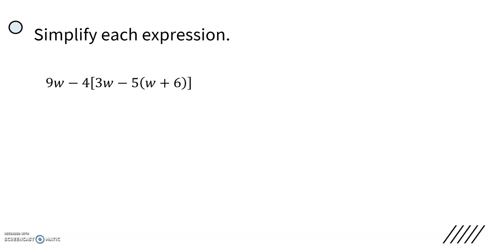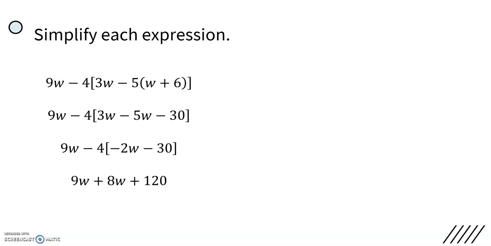9w minus 4 times 3w minus 5 times w plus 6. We'll start with the multiplication inside the parentheses: 9w minus 4 bracket 3w minus 5w minus 30. Combining like terms, 3w minus 5w is negative 2w minus 30. We have that 4 outside those brackets that we need to distribute in. 9w plus 8w plus 120. 9w plus 8w is 17w plus 120.